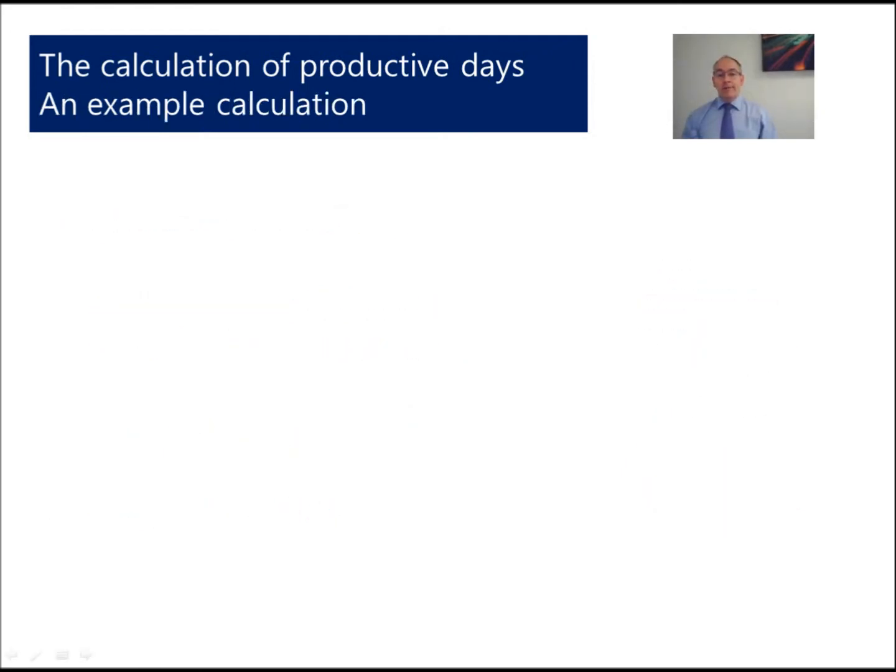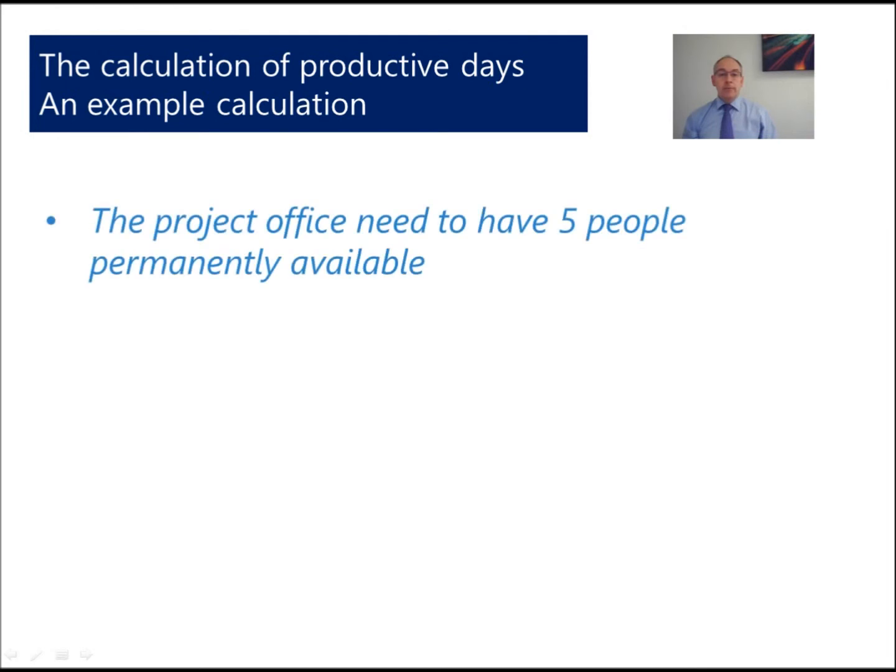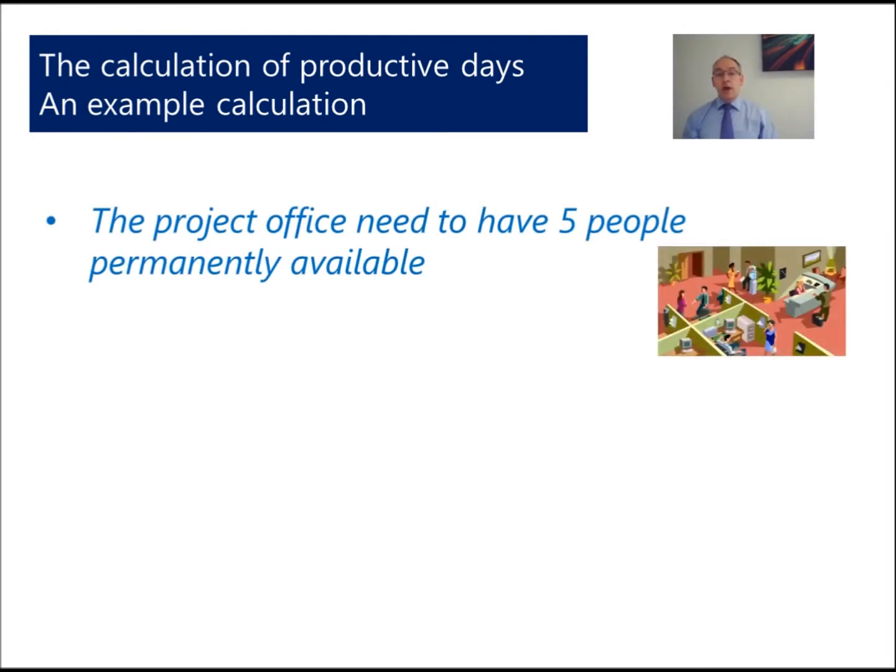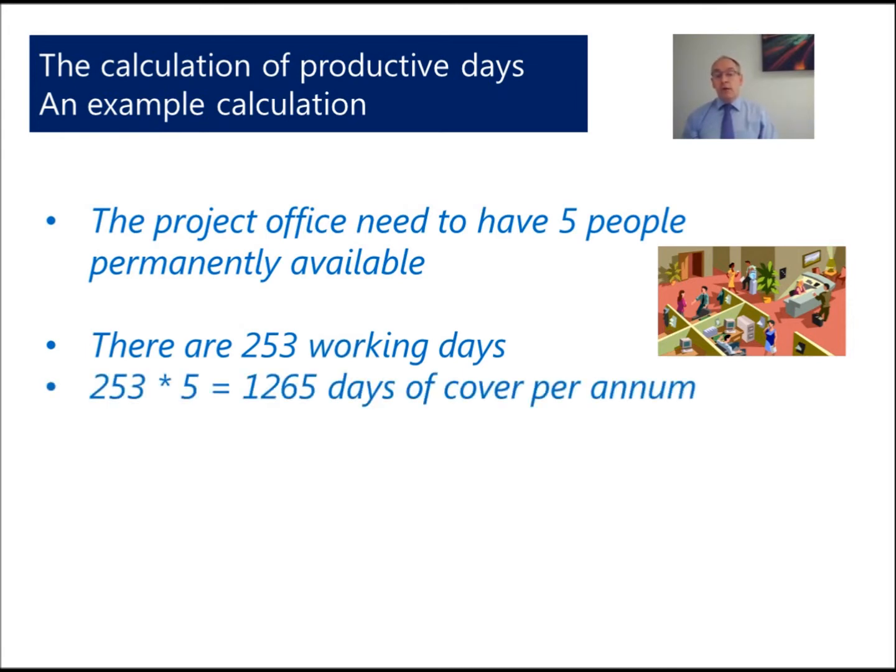Well, we looked at the theory, now let's go through an example. We'll assume that for our project we have a project office and we need 5 people every working day that the project office is open. So what's the calculation? Well, 253 working days times 5 people means that we need 1,265 days worth of cover each year.